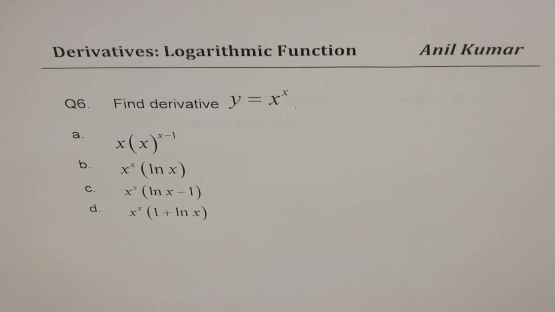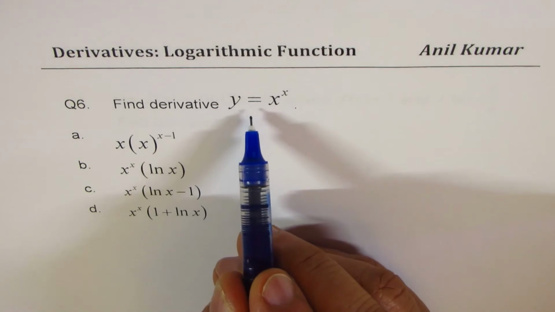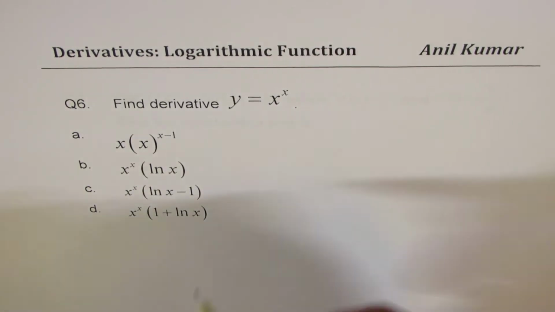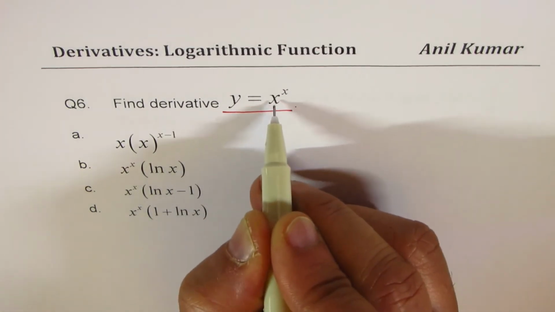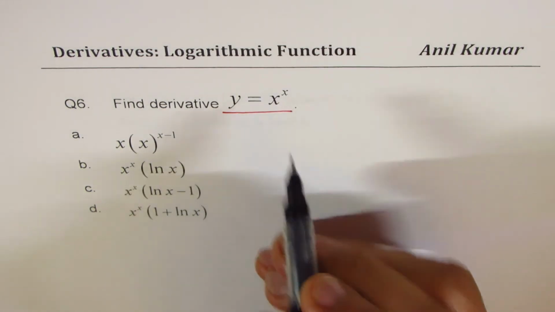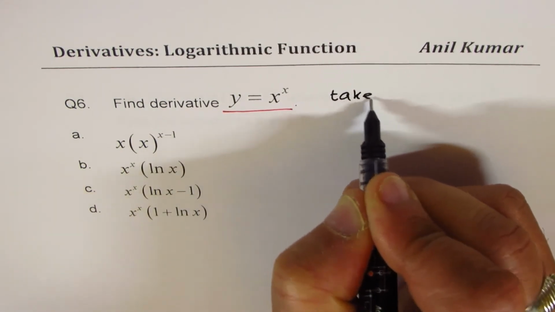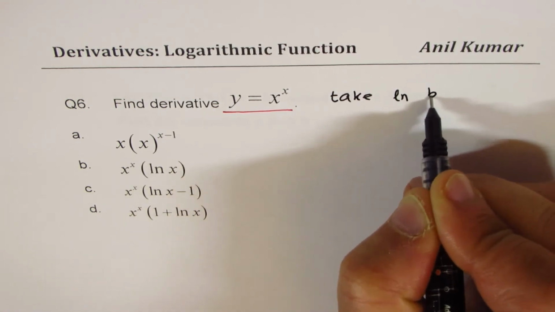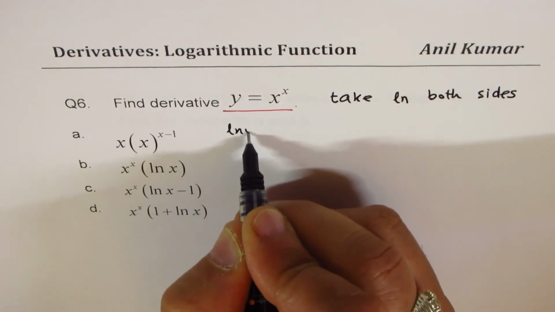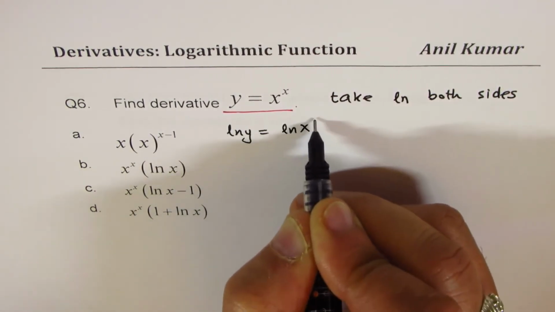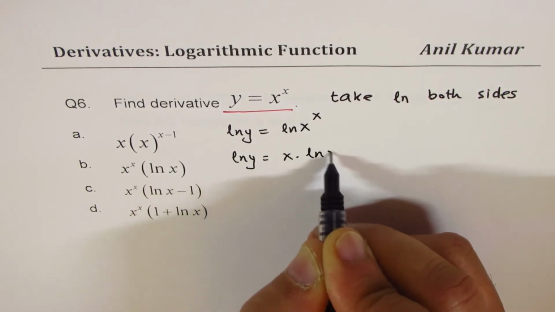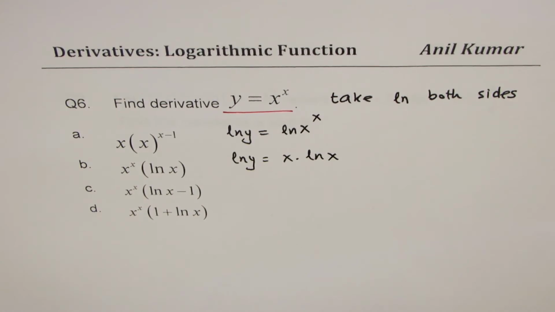Now question number 6 is find the derivative of y equals x to the power of x. Now this is a very important question at this stage. How do you find the derivative of x to the power of x? Now we are going to use logarithmic rules here. So we'll take log both sides, so ln both sides. So we get ln y equals ln x to the power of x, or ln y equals x times ln x. So we kind of transform our equation, right?